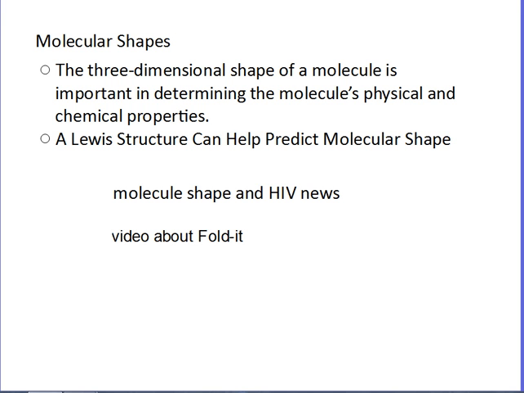So, shapes of molecules. We want to think about a molecule as a three-dimensional object. So far we've only been talking about Lewis structures, and that's really two-dimensional. We're writing it on a piece of paper. But in reality, we have 3 dimensions, and the molecule is going to use all of those. Because it does, it has different properties depending on how it's orientated in 3 dimensions. We do use a Lewis structure to help us predict what the molecular shape will be.